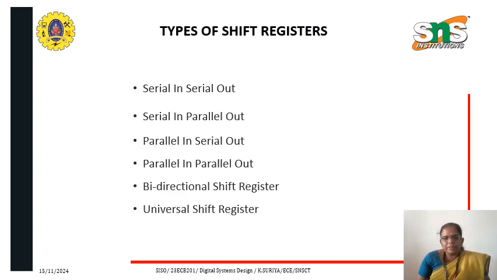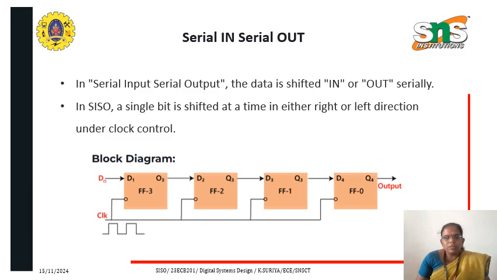The shift registers are classified into the following types: serial in, serial out; serial in, parallel out; parallel in, serial out; parallel in, parallel out; bidirectional shift register; and universal shift register. So we will see what is serial in, serial out shift register. In serial in, serial out, the input is serial and the output is also serial. The data is shifted in or out serially. In SISO, a single bit is shifted at a time in either right or left direction under clock control.